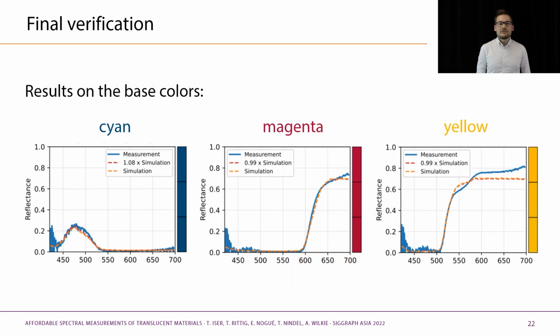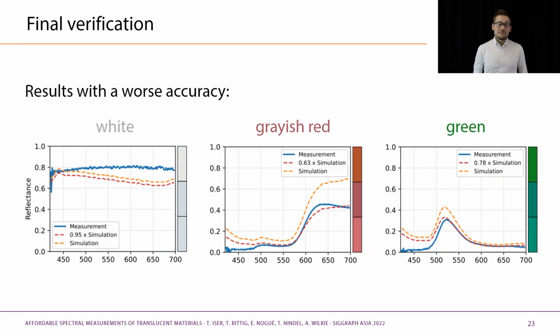As you can see, our results are very close to reference measurements, both spectrally, visualized by the spectral curves, and in terms of color accuracy, visualized by the sRGB rectangles. Of course, some results showed discrepancies, but even then, the color predictions were close to the references.